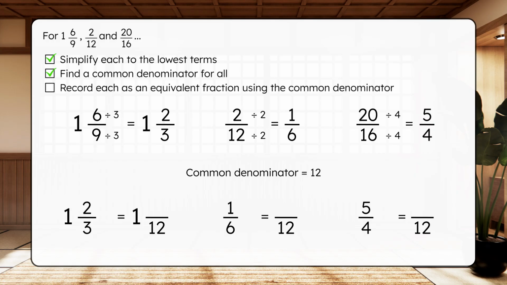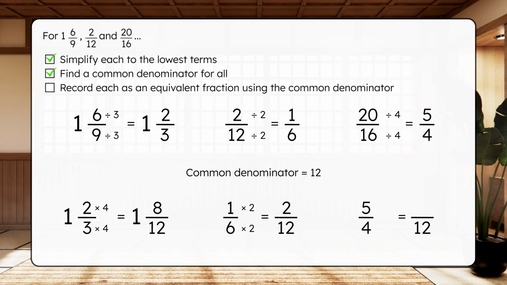For the first fraction, the question is, 3 times what equals 12? 4. So we multiply the numerator and denominator by 4. The first equivalent fraction is 1 8/12. Next up is 1/6. 6 times 2 is 12, and multiplying the numerator by 2 results in 2/12. Hey, that's the same fraction we started with. That's because they're equivalent fractions. Amazing, huh?